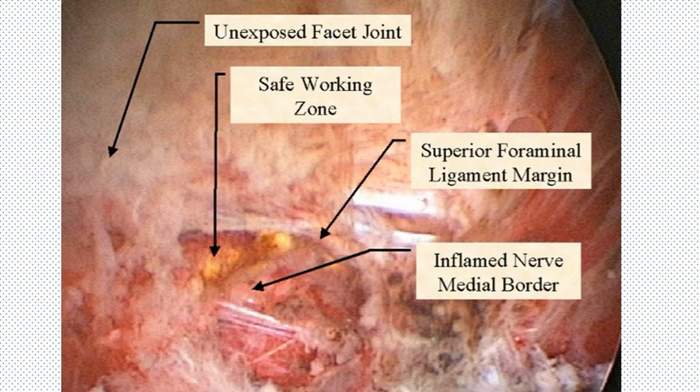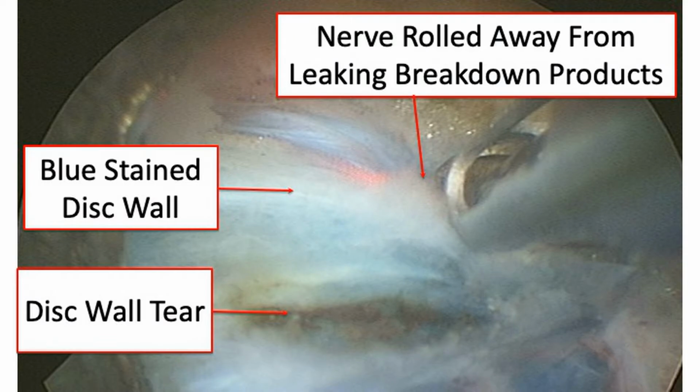Nerve irritation can be compounded by the breakdown products within the disc leaking out of high-intensity zones or disc wall tears directly onto the nerve. The result is inflammation and swelling of the nerve within the constricting sheath of scarring.